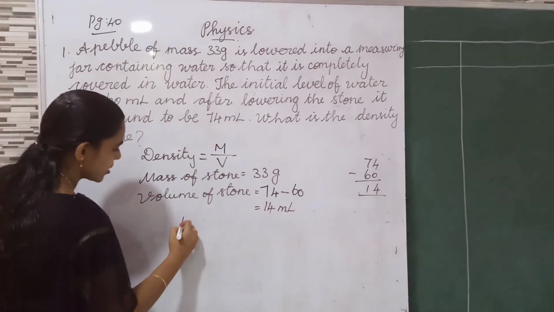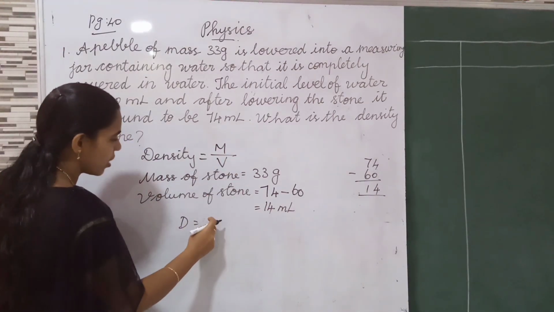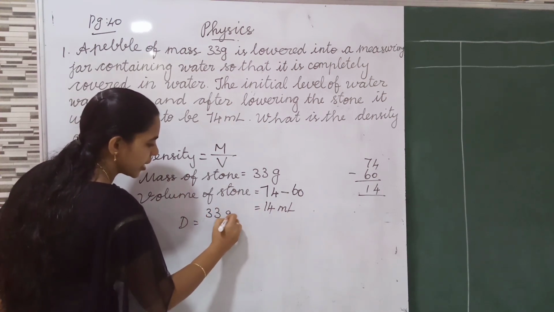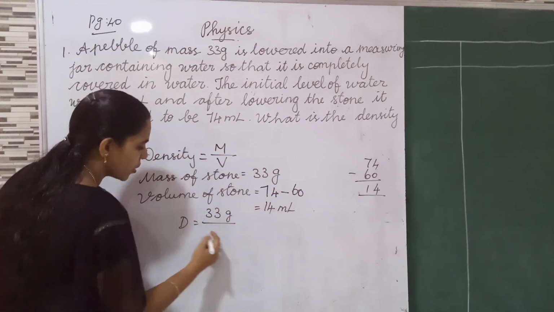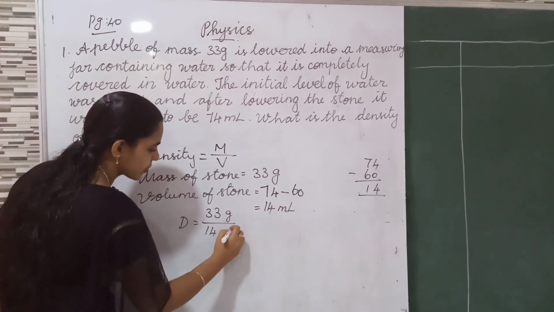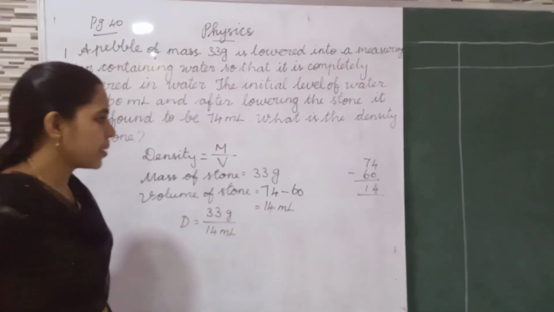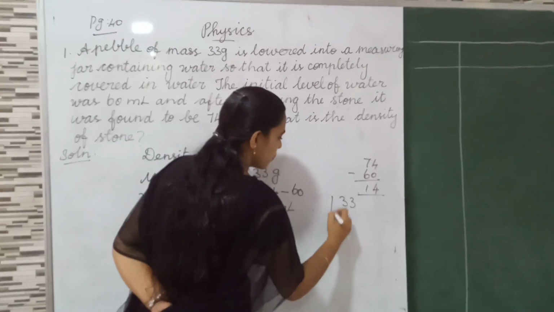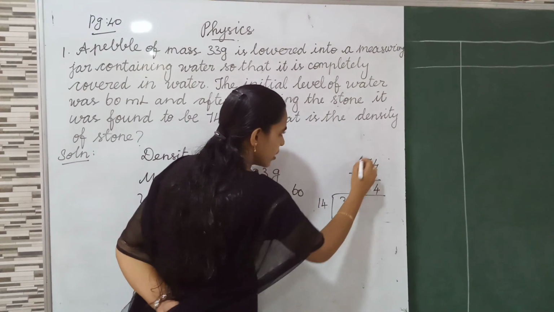Okay. Now, density is equal to mass by volume. What is the mass here? 33 gram. 33 gram divided by 14 ml. We have to divide these numbers. Okay, 33, then 14. Listen here.